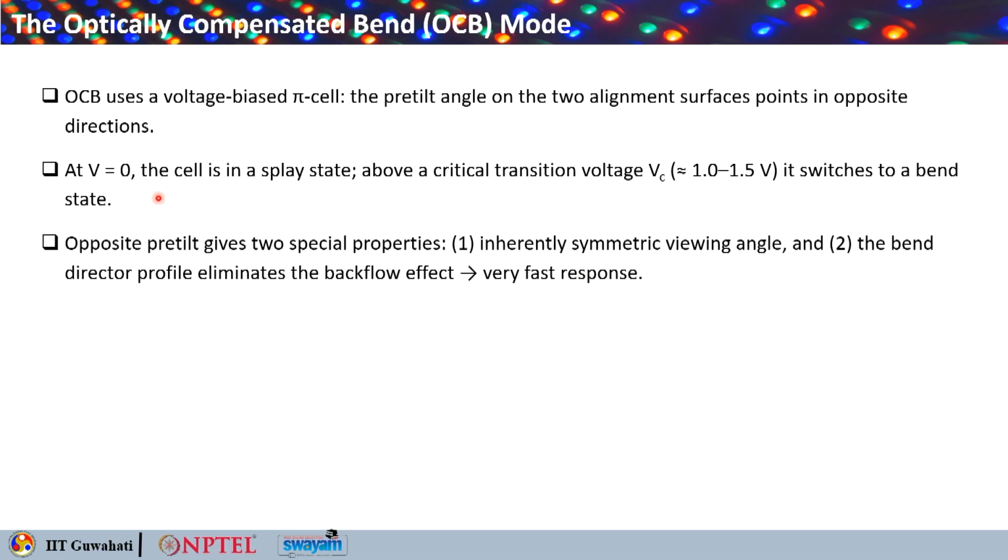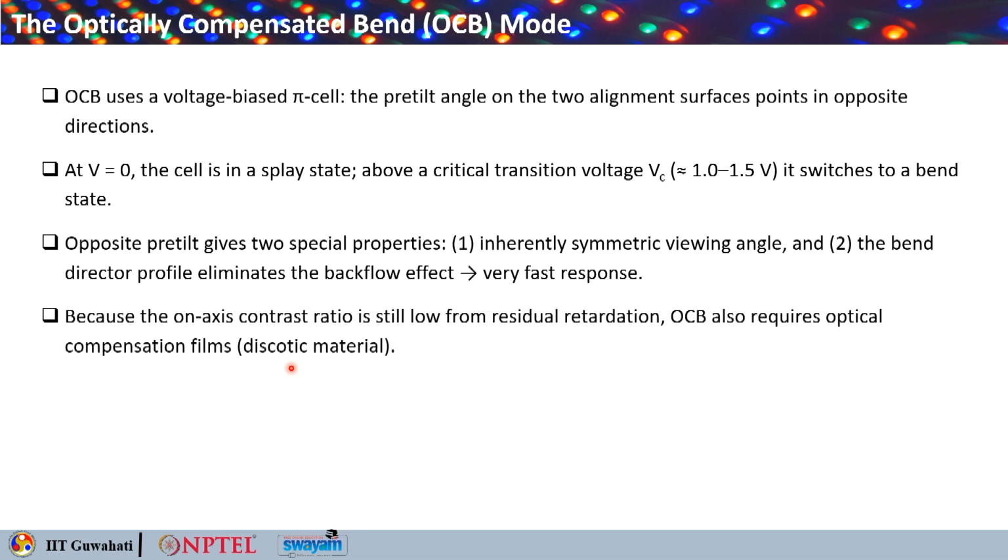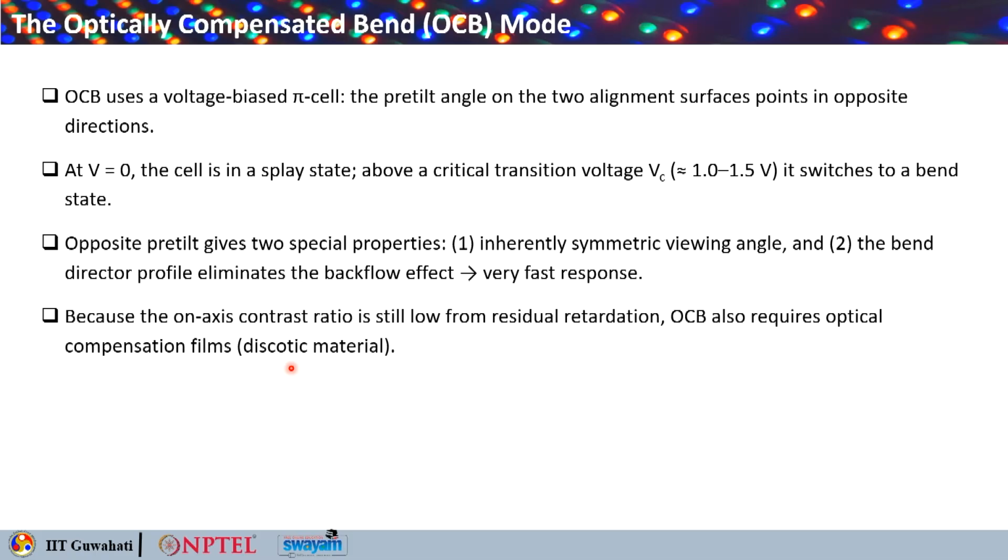Here the opposite pre-tilt gives you 2 properties. The first is an inherently symmetric viewing angle, and the bend director profile eliminates the backflow effect, so you get very fast response. And because the on-axis contrast ratio is still low from residual retardation, this optically compensated bend mode also requires optical compensation films, which are discotic materials.